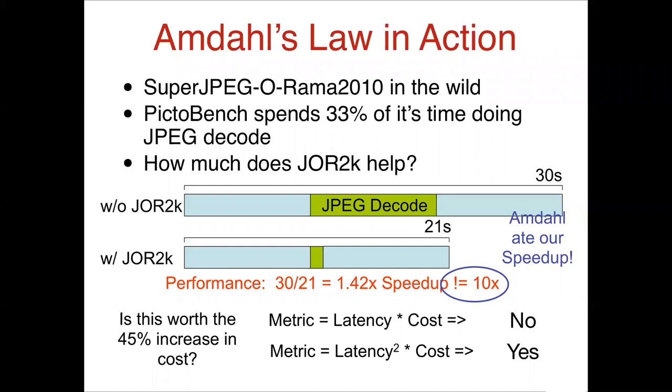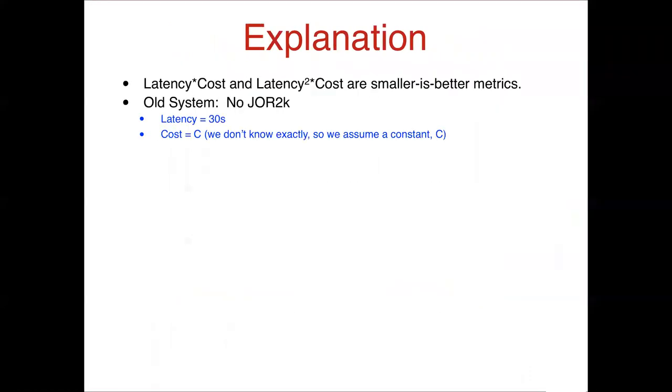And we can make up different metrics for how much we care about cost versus latency. If we use just cost times latency, then we get that it's not worth the increase. Otherwise, if we use latency squared, then it will be worth it. So let's look and see how that pans out. These are both smaller-is-better metrics. You want low cost and low latency.